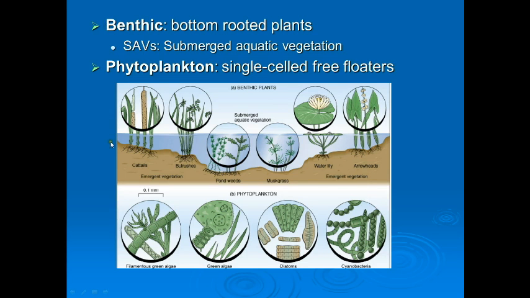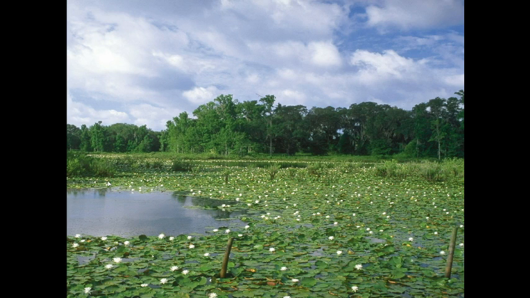Water plants come in different types. You have benthic plants, which are rooted in the bottom, like cattails, bulrushes, weeds, muskgrass, lilies, arrowheads. Some of these are submerged aquatic vegetation, like the pondweeds and the muskgrass. Some are not. There are also phytoplankton, which are single-celled free floaters. They are plants, but they're not rooted to the bottom. Here is a picture of a pond with lots of lily pads.